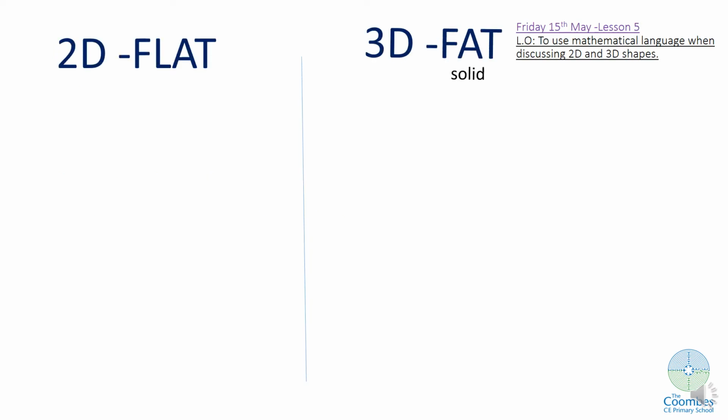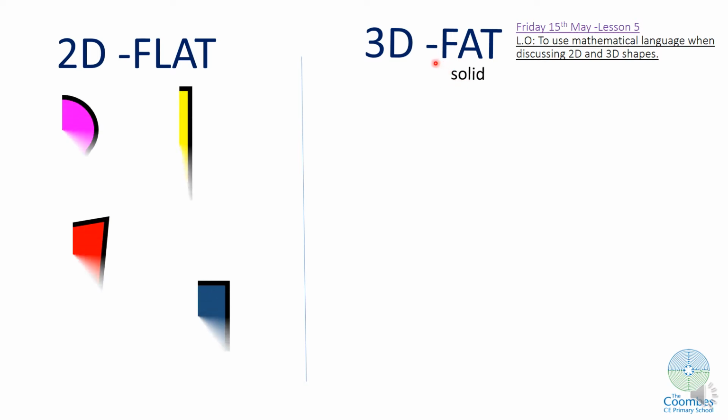Okay, so like I said, I have made 2 columns. One column is for my 2D shapes. So the 2D shapes that we've learned, the 2D shapes, remember, they are flat. And the other column over here is for 3D shapes, which are solid shapes. They are fat or solid.